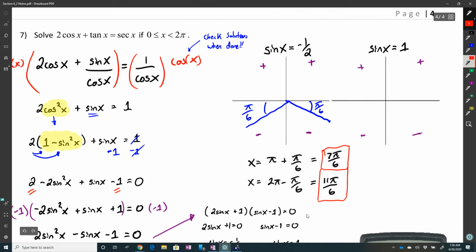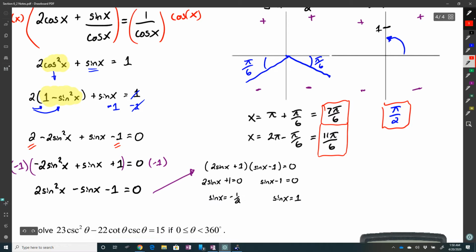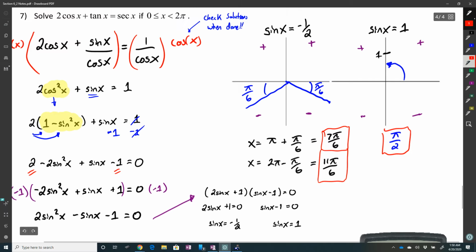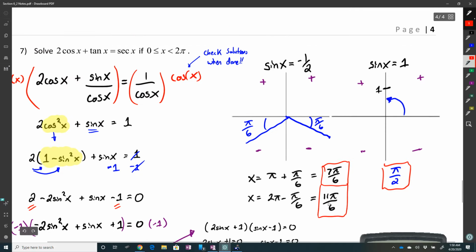And then the other one, when does sine equal 1? Well, there's 1 right there. The angle to get from here to here is pi over 2. All right, so those are my 3 answers. But since I added a cosine to the problem in order to solve it, I have to check. So what you do is you plug them into the original problem, and you see if they work.